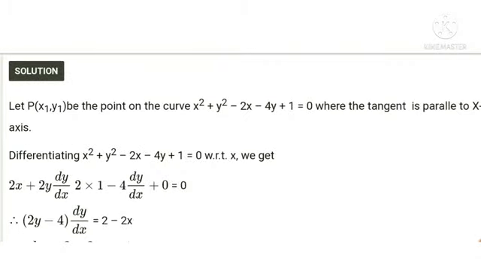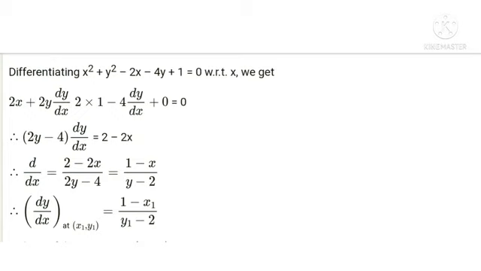Let P(x1, y1) be a point on the curve x square plus y square minus 2x minus 4y plus 1 is equal to 0. Differentiate this curve with respect to x. We get, see, derivative of x square is 2x. Then derivative of y square is 2y into dy by dx. Why dy by dx? Because we have to differentiate with respect to x.